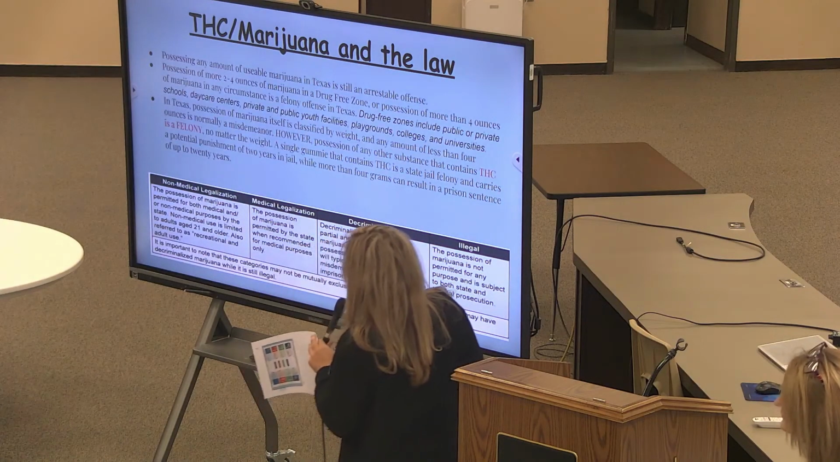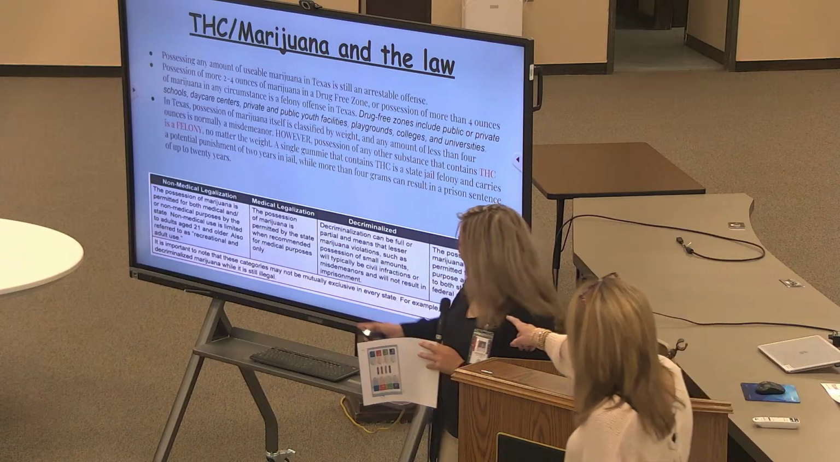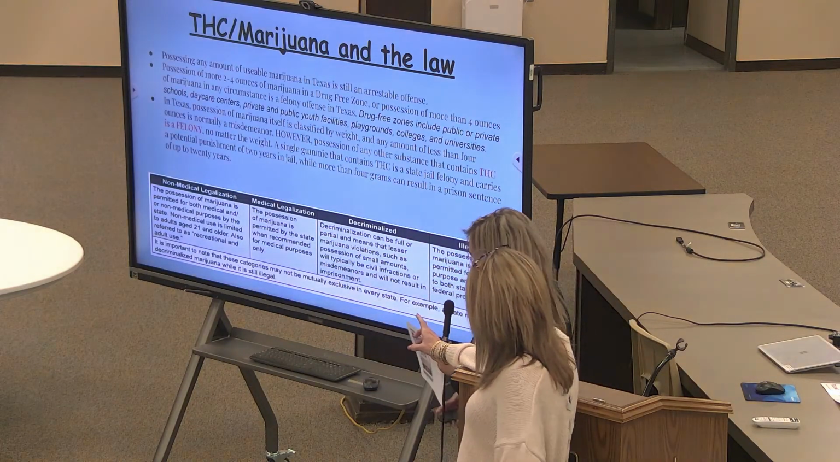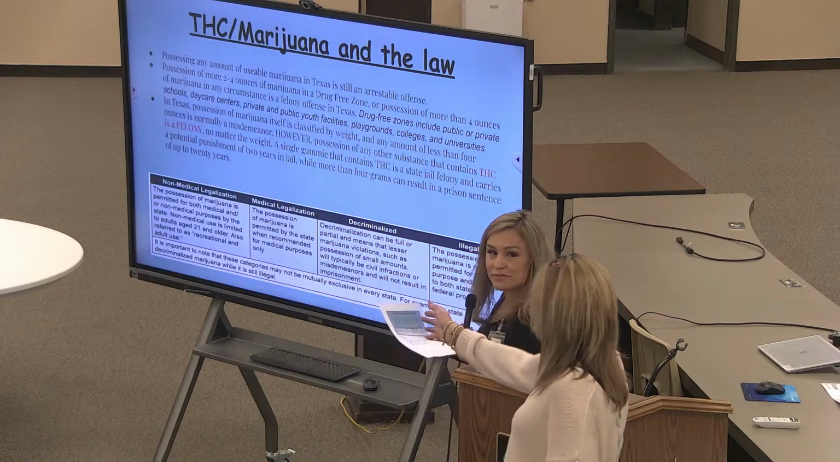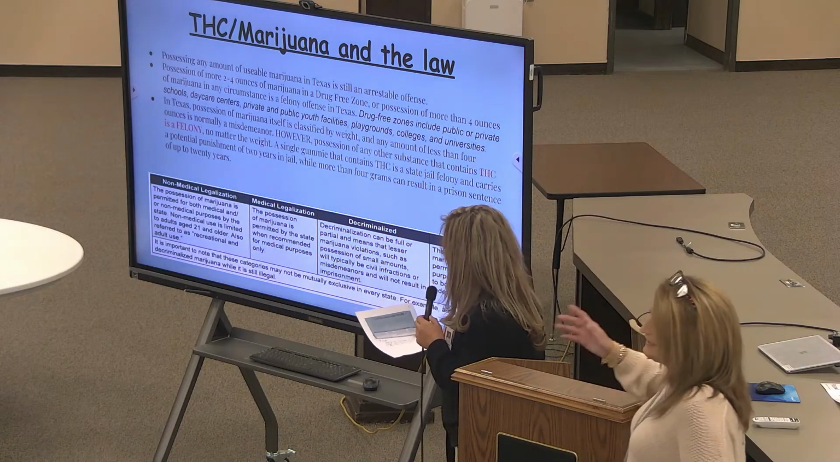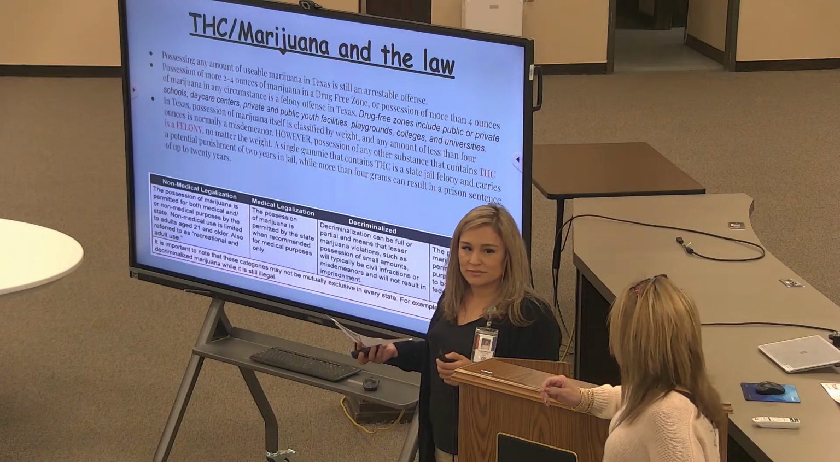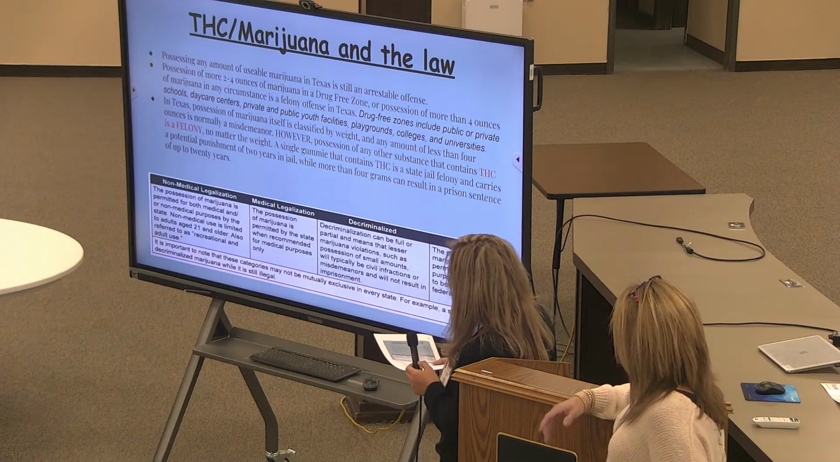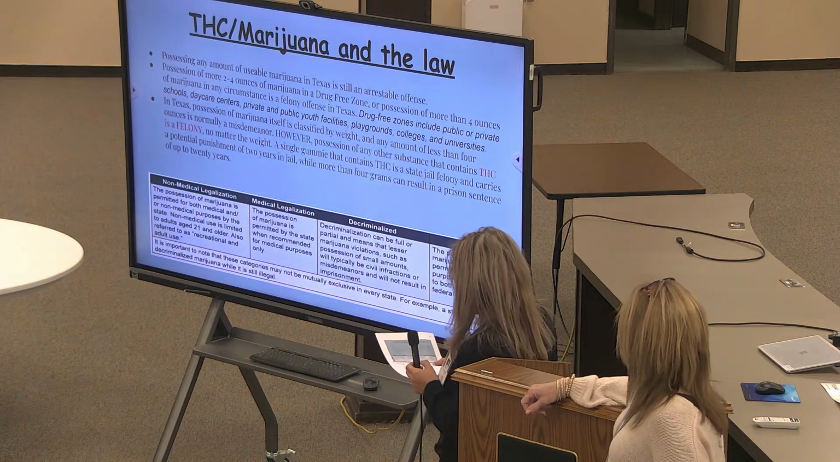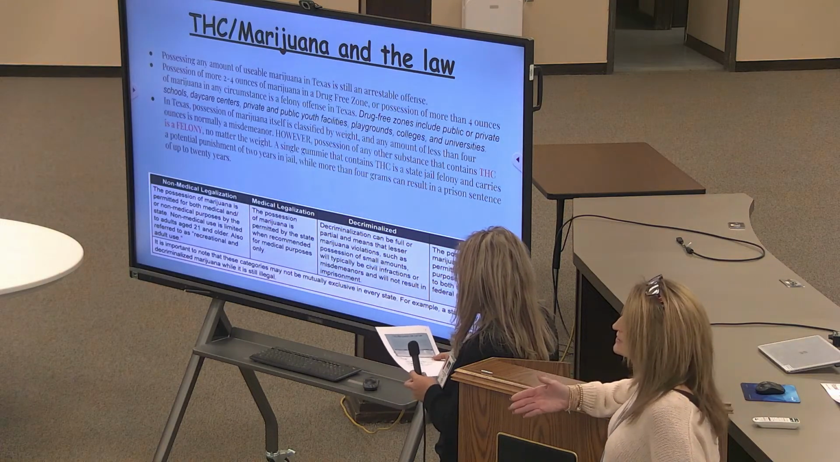We looked at this because a lot of kids tell us, well, it's legal in so-and-so, it's legal in Colorado, it's legal in New Mexico. And so whenever we're trying to talk to kids about that, there's only certain things still that it's legal for in a lot of places.